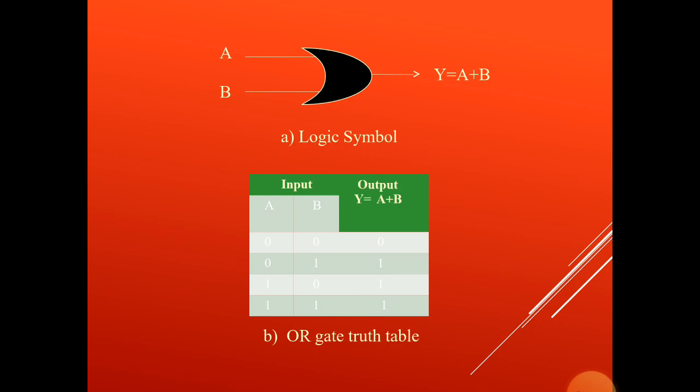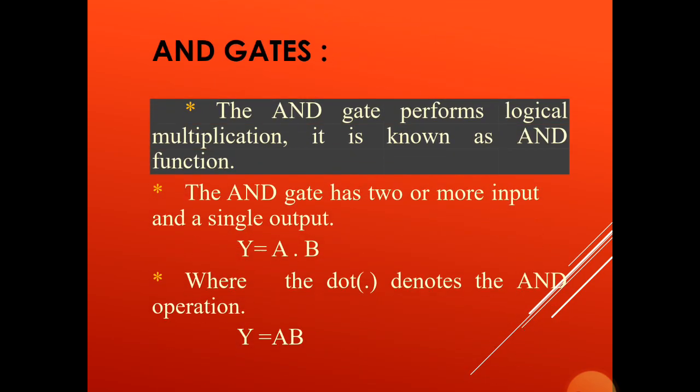For the OR gate, we can give the input combinations as 0, 0, 0, 1, 1, 0 and 1, 1. 0, 0 means A and B both inputs are at low condition. 0, 1 means A input is at low condition and B input is at high condition. And 1, 0 means A is high and B is low. 1, 1 means both inputs are high. In an OR gate, when any one of the inputs is high, the output will be high.